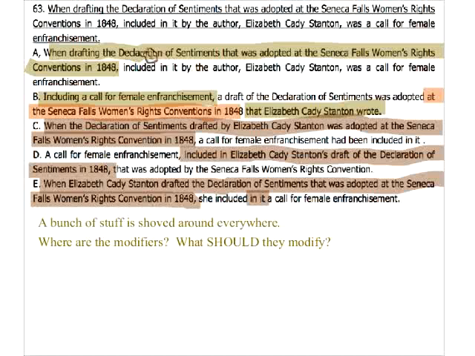So when drafting the Declaration of Sentiments, well, who drafted the Declaration of Sentiments? Like who should this be? This modifier had better be next to who? It should be next to Elizabeth Cady Stanton. So it's not, so this is bad.